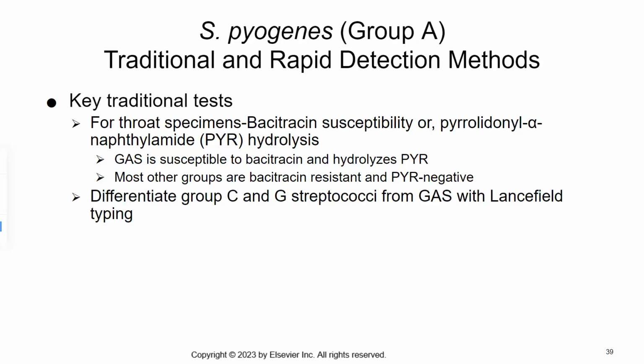Key traditional tests for throat specimens: bacitracin susceptibility or pyrrolidonyl alpha-naphthylamide, PYR hydrolysis. GAS is susceptible to bacitracin and hydrolyzes PYR. Most other groups are bacitracin resistant and PYR negative. It's important to differentiate group C and G strep from GAS with Lancefield typing.